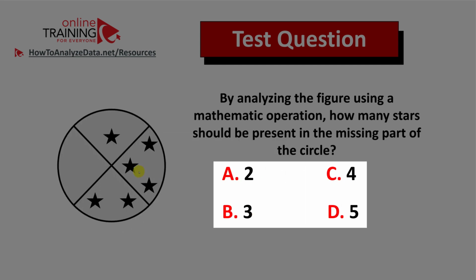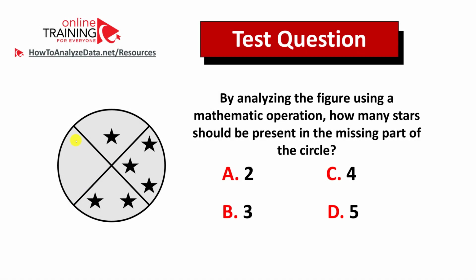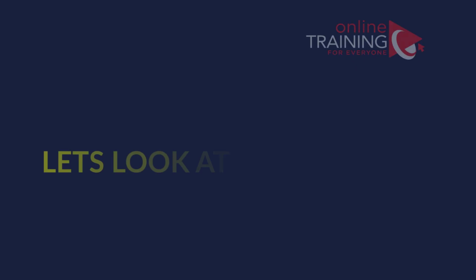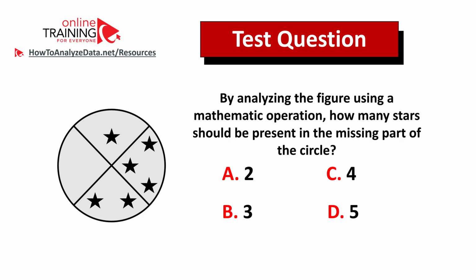And you have 4 different choices. Choice A, 2, choice B, 3, choice C, 4, and choice D, 5. So can you determine how many stars should the blank part of the circle have? Give yourself 10 to 20 seconds to see if you can come up with the answer on your own. Did you figure out the answer? Let's continue to see if we can come up with the solution together.